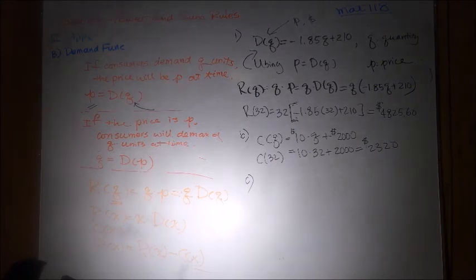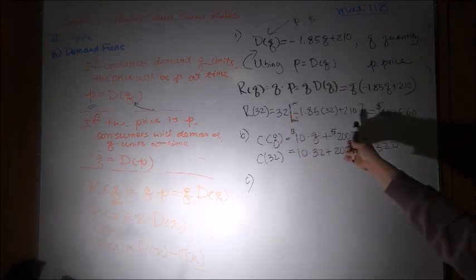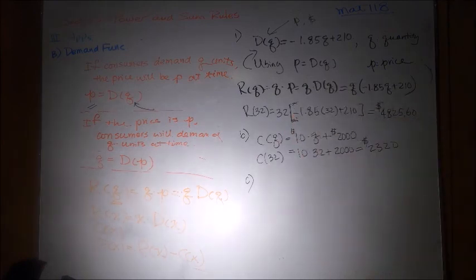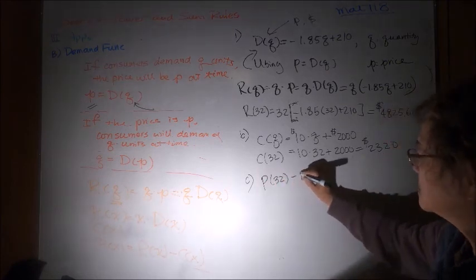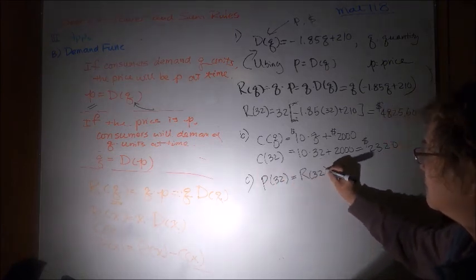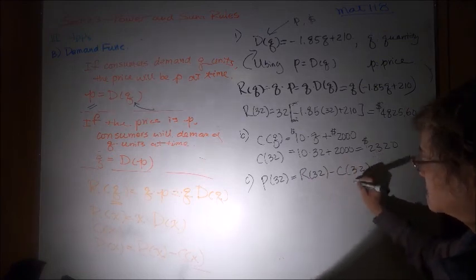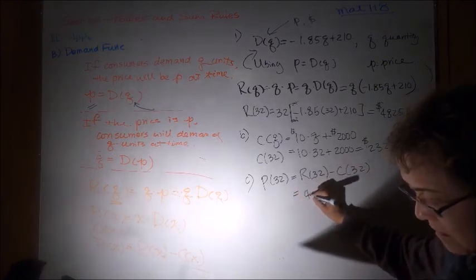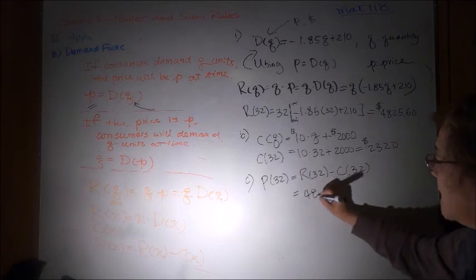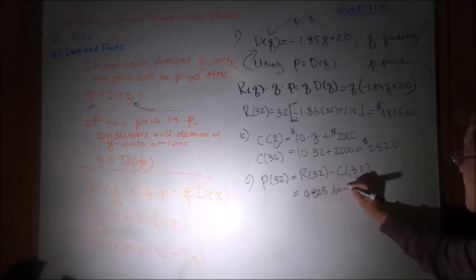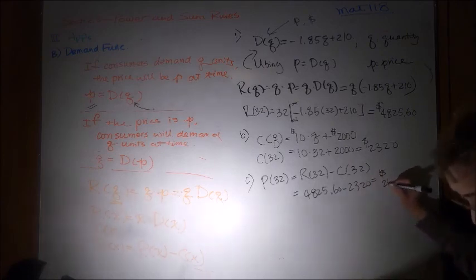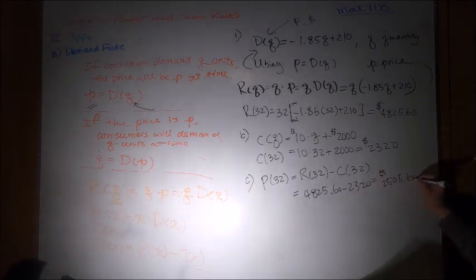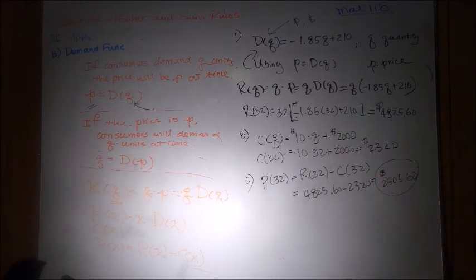What's the profit? So profit is what? Revenue minus the cost. So that's relatively straightforward. So it equals revenue minus the cost, and so equals what? You do 4825 minus 2320, so that would be what? 2505.60. So that's the profit.